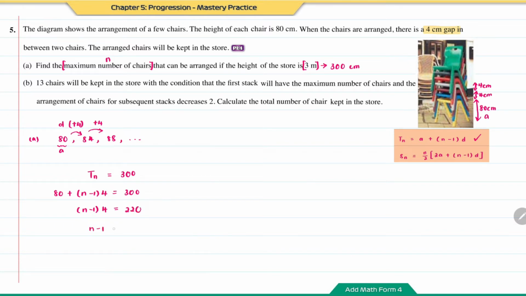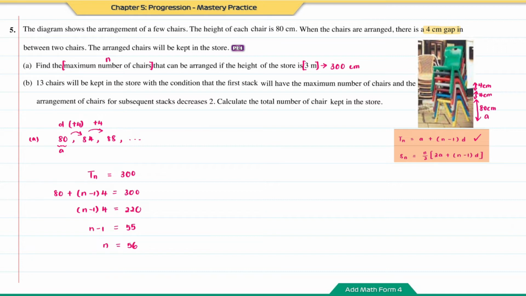Next, I'm going to move this number 4 to the right hand side. So 220 divided by 4, you're going to get the answer of 55. Then n equal to 55 plus 1, which is 56. So the maximum number of chairs will be 56. So you stack it and then it's going to reach the height of the store.